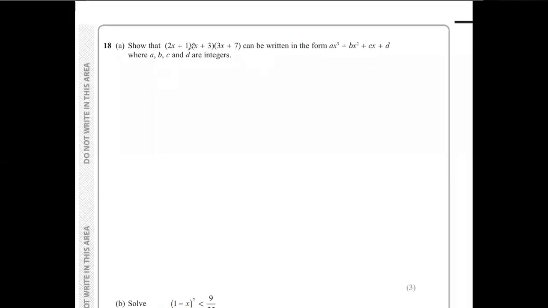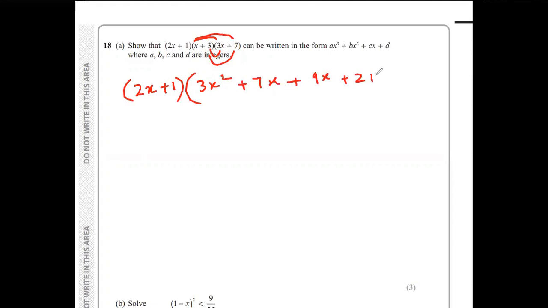Question number 18. We need to expand a triple bracket. Okay, so first of all, can I ask Moise to help me expand this one? We don't expand 2x plus 1, but we just multiply out the next two brackets. What would that give me? X times 3x will be 3x squared. X times 7 will be plus 7x. Plus 3 times 3x will be 9x. Plus 3 times 7 will be 21.